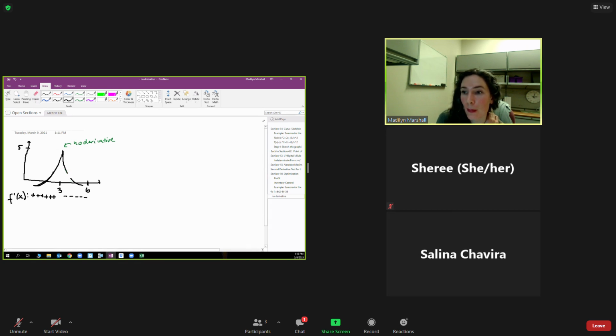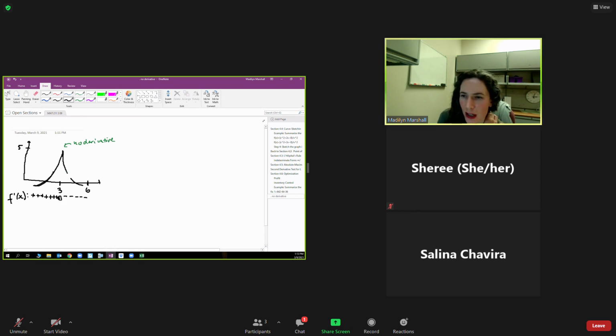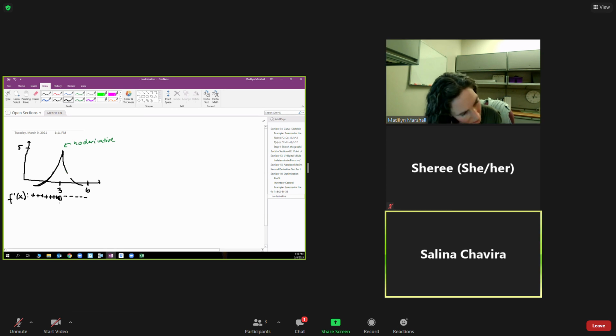All right. So that's why it says not defined there. Or actually, I think it has a little hole on the sign chart. Got it. But it would still have a local maximum of 5, correct? Yes, exactly.